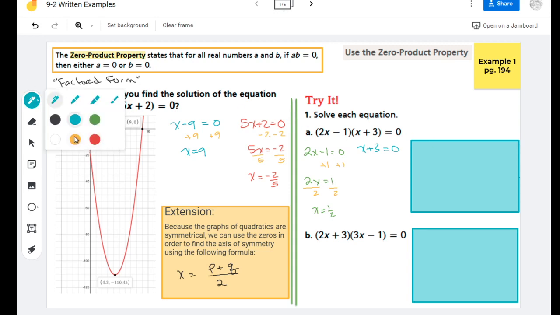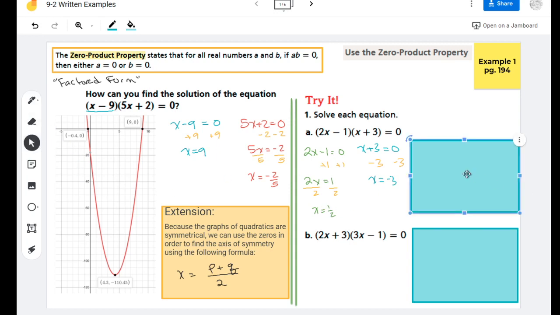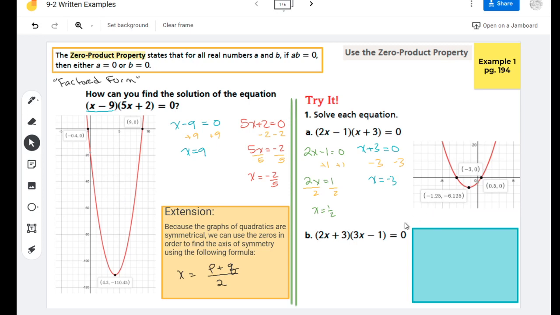On this blue equation, all that I need to do to get x alone is to subtract 3. So I get x equals negative 3. And so these are my two solutions. This parabola, you can see it right here, is crossing at negative 3, 0, and at 1/2, 0. And halfway between negative 3 and 1/2 is negative 1.25, which I could have gotten from this formula.